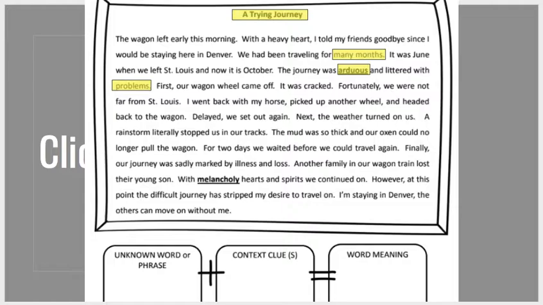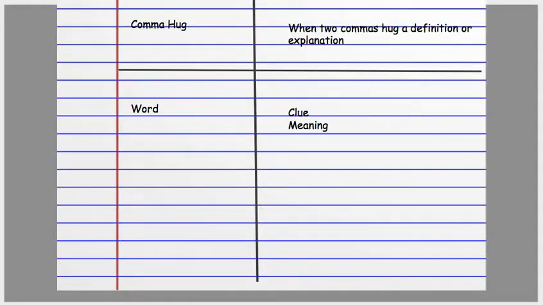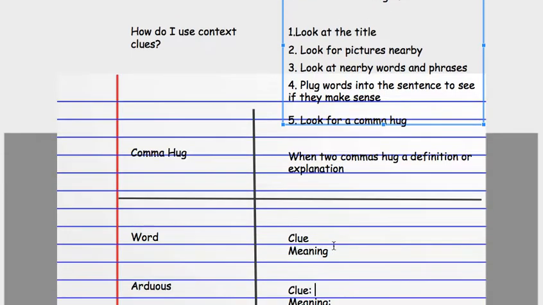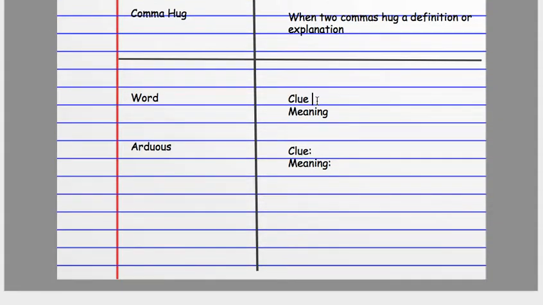So over here on our notes, at the bottom, under comma hug, I drew a line sideways to show me I'm done with my notes part and now I'm doing examples. And what we're going to do is do the word here and then the clue and the meaning on this side. So for arduous, that'll look like arduous over here. Our clue is that we were littered with problems. And the meaning means it was challenging.